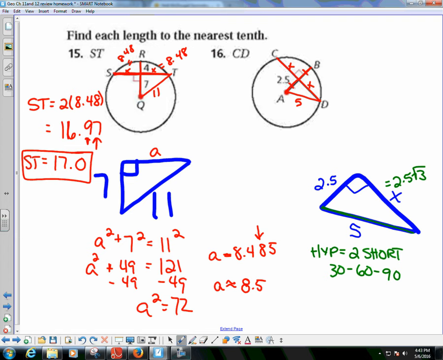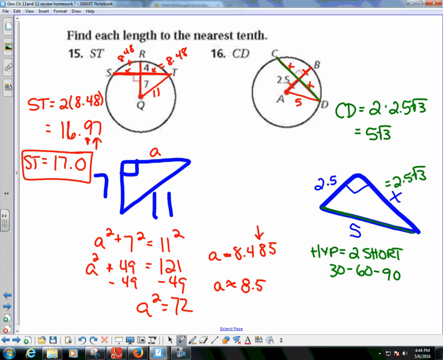And if x is 2.5 times the square root of 3, then the distance from C to D is 2 times 2.5 times the square root of 3. When I multiply anything with a radical in it, what's outside the radical stays outside, and what's under the radical stays under. So 2 times 2.5, that's all outside the radical. I multiply those together: 2 times 2.5 is 5. What's under the radical stays under the radical.